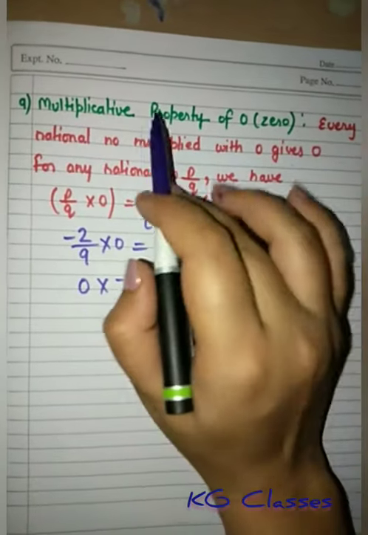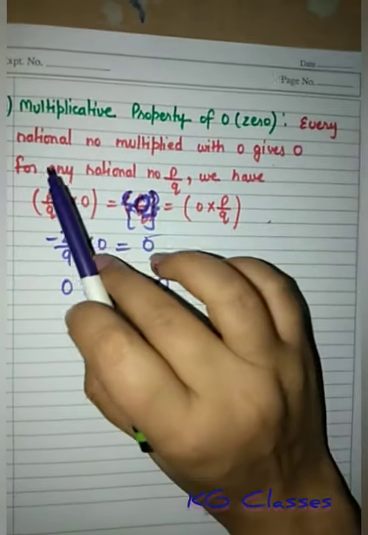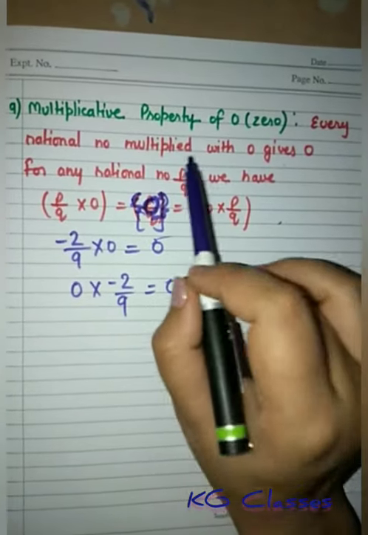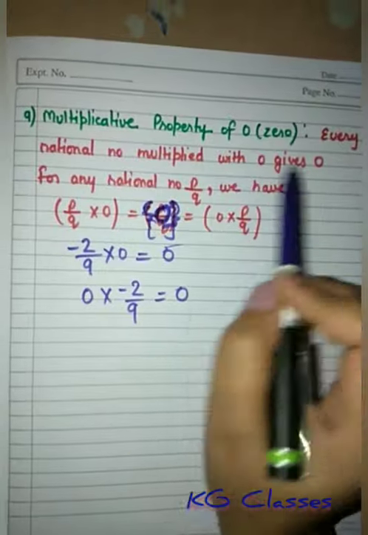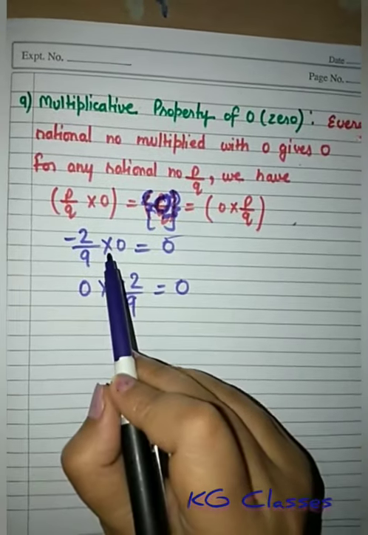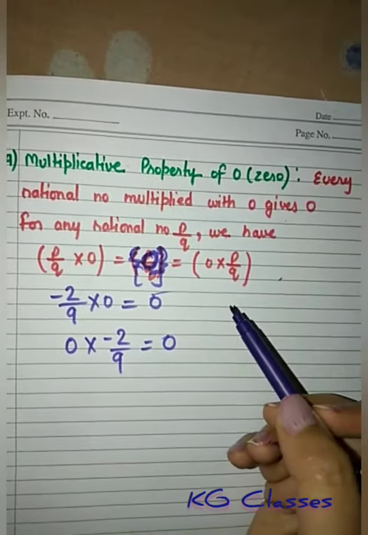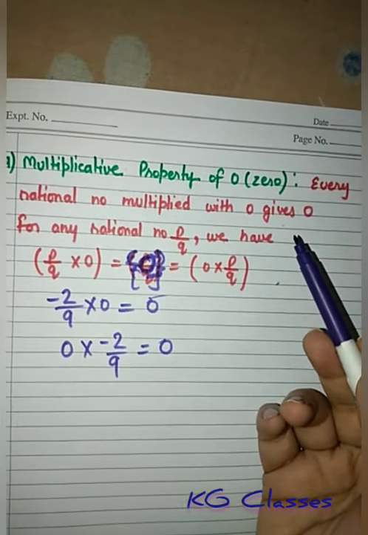Next property is multiplicative property of 0. Every rational number multiplied with 0 gives 0. For any rational number p upon q, we have this situation. If we multiply a rational number by 0, we will get 0 in result. This is called multiplicative property of 0.